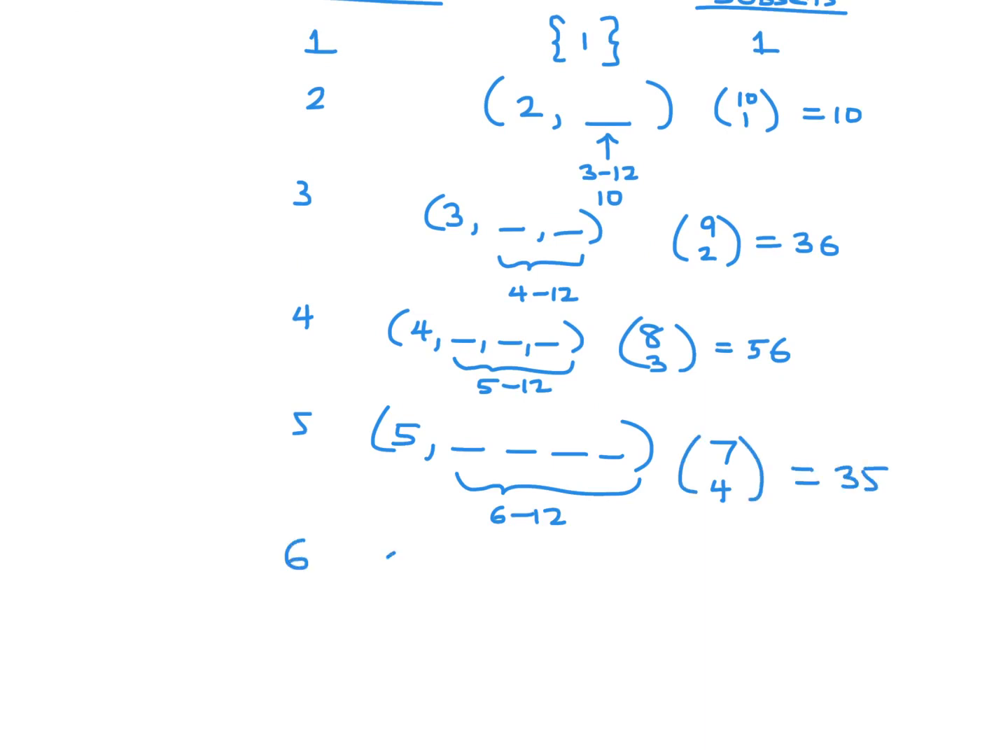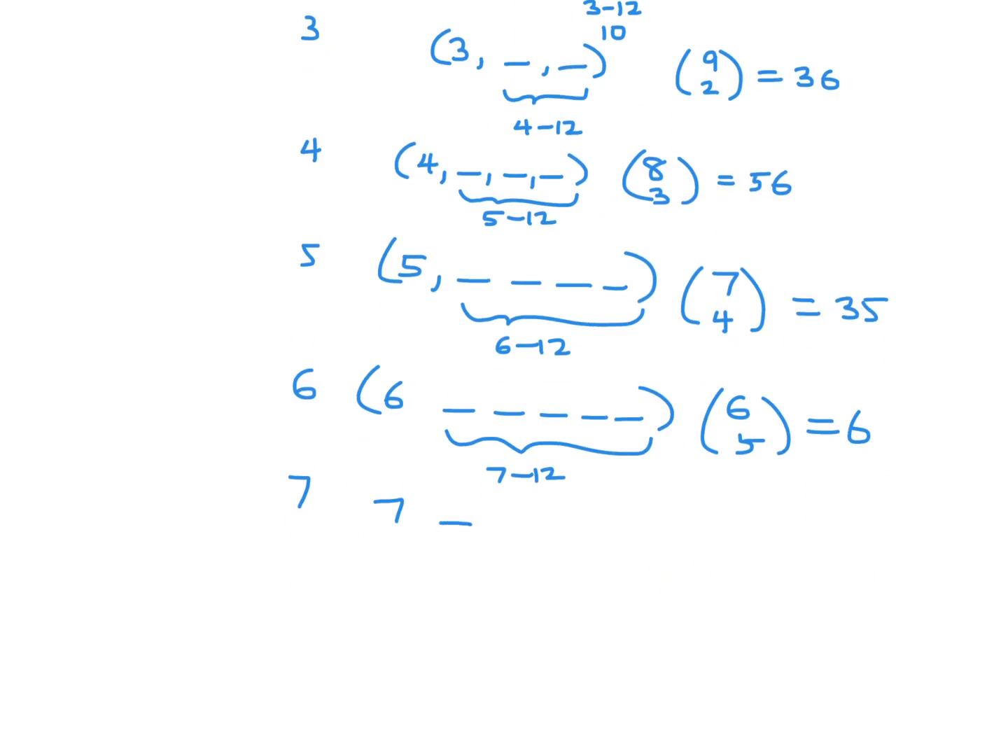And then 6, so 6 and 5 additional numbers. Those numbers can be anything from 7 to 12, and that is 6 numbers. From those 6, I have to choose 5. And there's 6 ways.